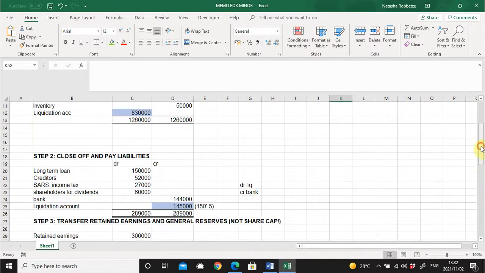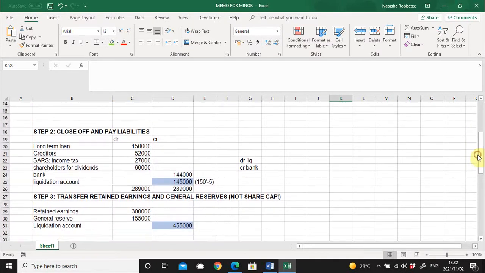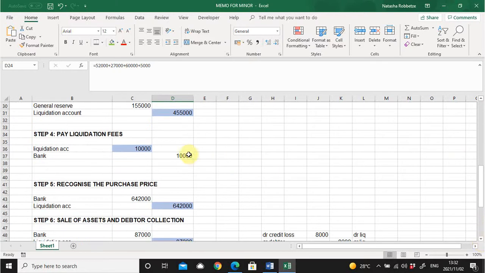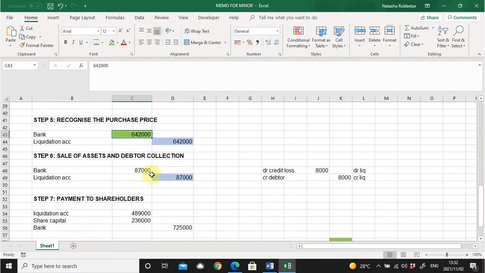So for the bank, we had a negative 144,000. Then we had a negative 10,000. We had a positive 642,000. We had a positive 87,000. And it needs to add up to this amount. So we're going to start with the amount of the bank account on your statement of financial position. And that's 150,000.